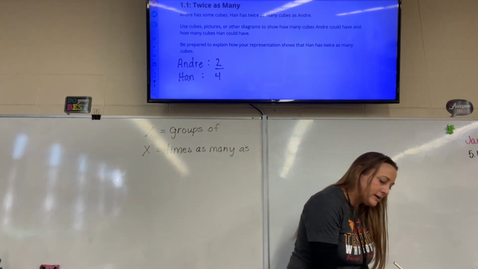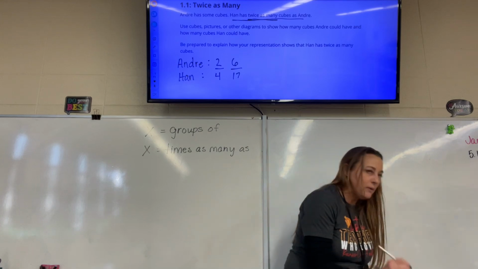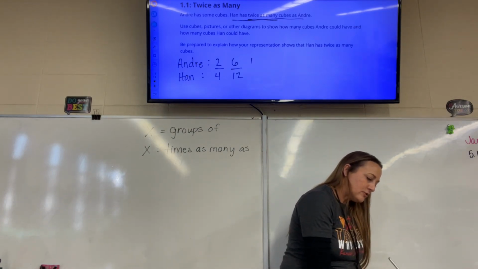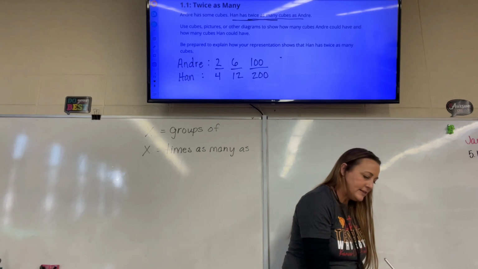So right here it says twice as many. Han has twice as many as Andre. So if Andre has 6, Han has 12. Athena? 100. 100 and what? 200. Yep. Haziel? 5 and 10. Yep. 5 and 10.